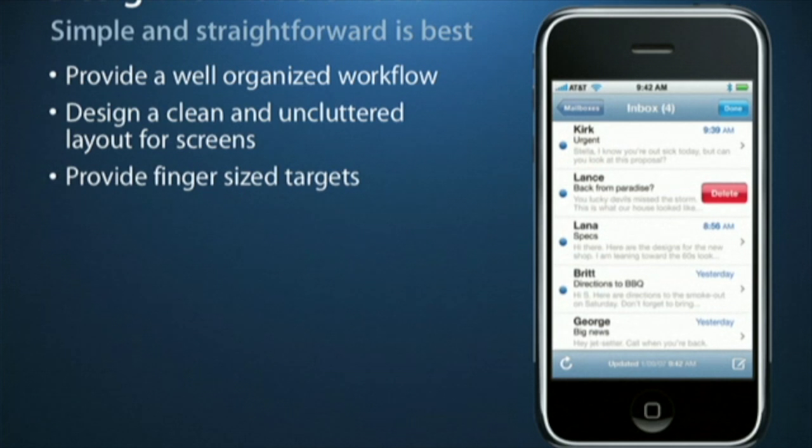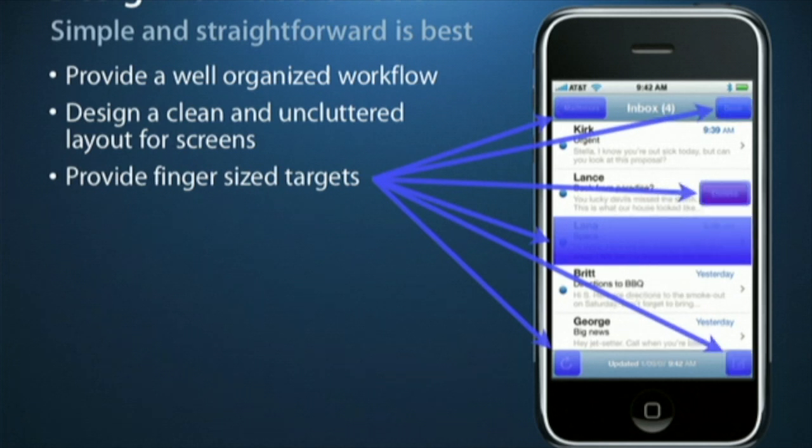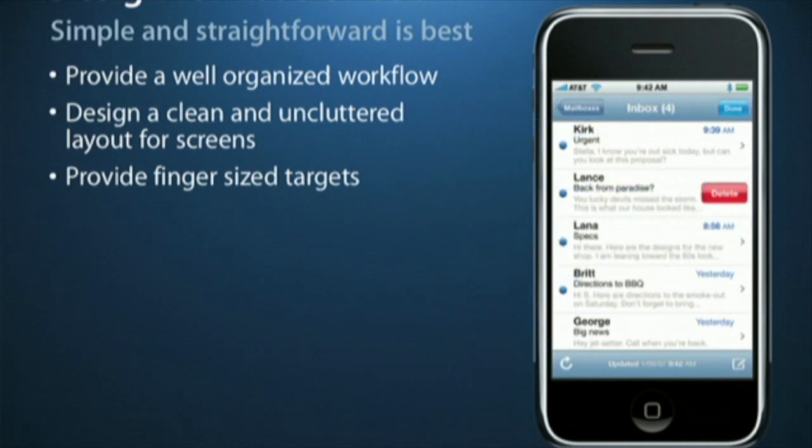Providing finger-sized targets for tapping is vital in ensuring your application is easy to use and frustration-free. As I said before, iPhone users are typically on the move, walking, riding, or what have you, and so it's not uncommon for users' taps to not be in exactly the right spot. Make sure all of your tap targets are a minimum of 44 points square, even though visually they might appear to be slightly smaller.